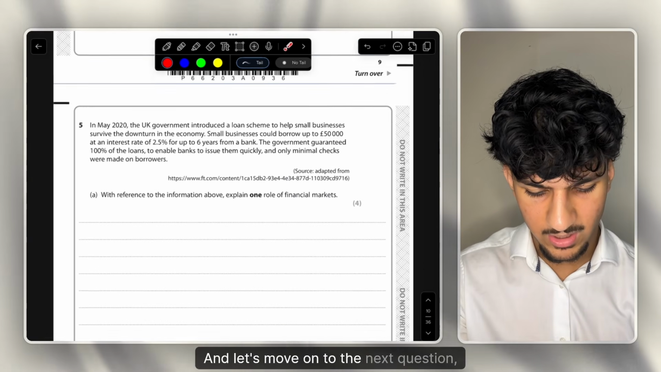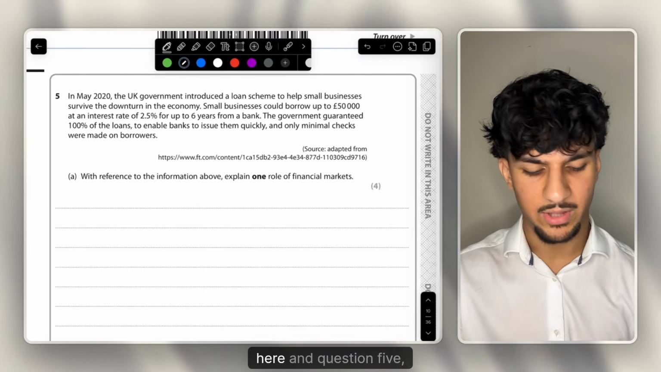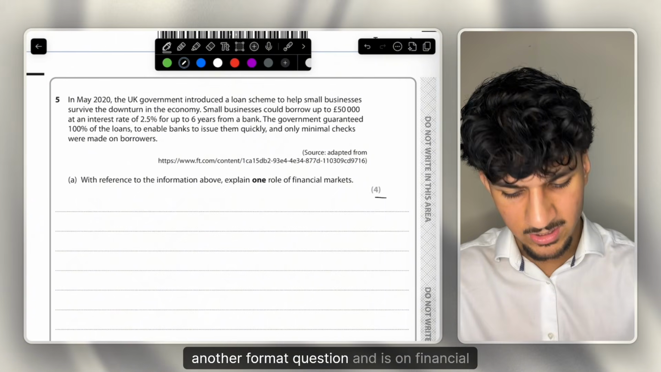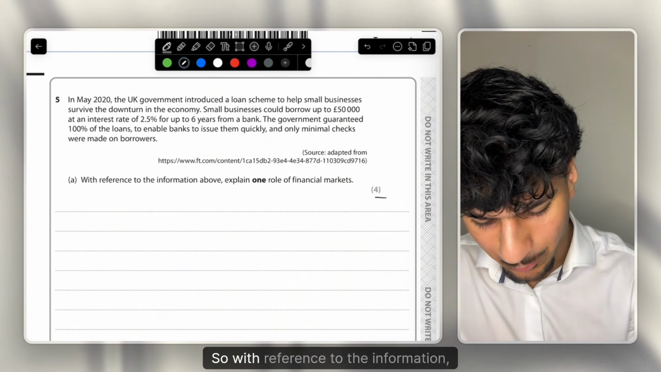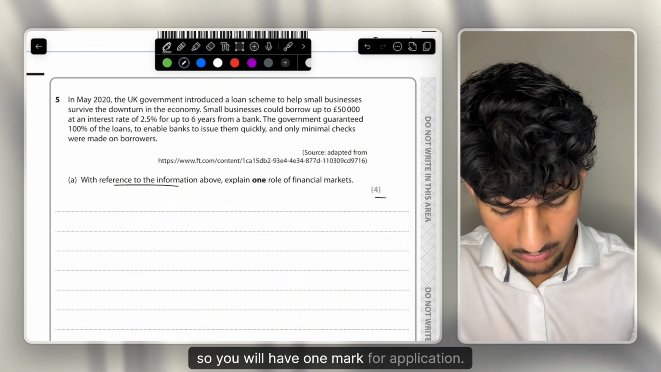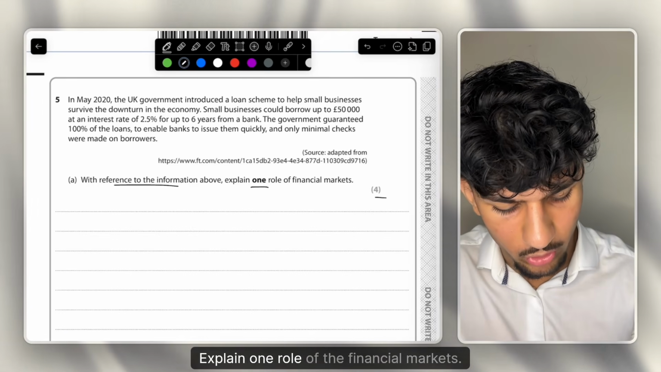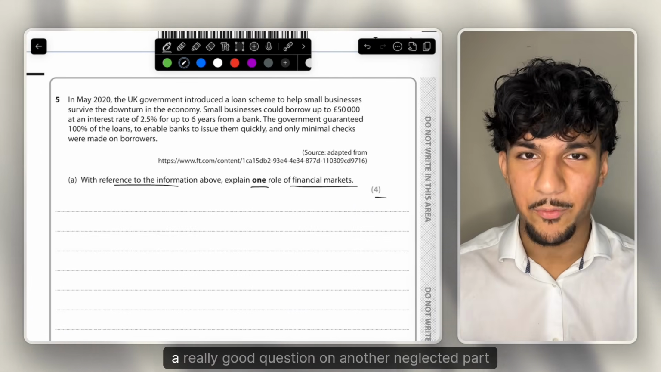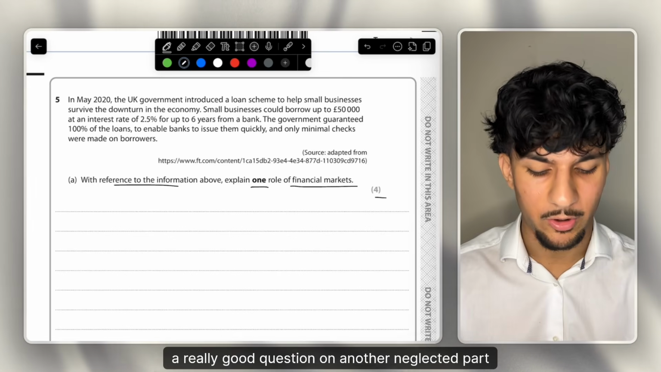And let's move on to the next question, which is the last section here, question 5. Another 4-mark question, and it is on financial markets. So with reference to the information, you will have 1 mark for application. Explain one role of the financial market. And again, a really good question on another neglected part of the spec.